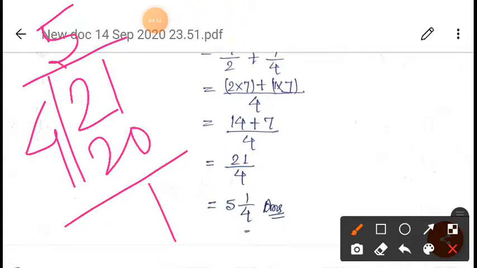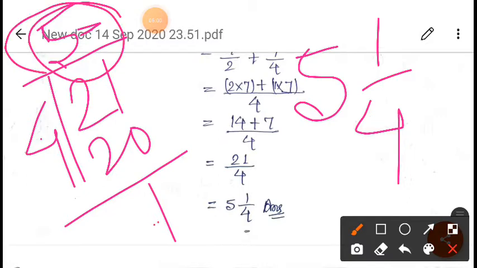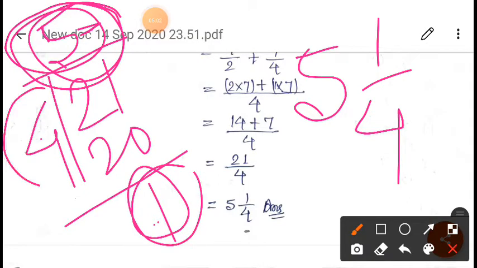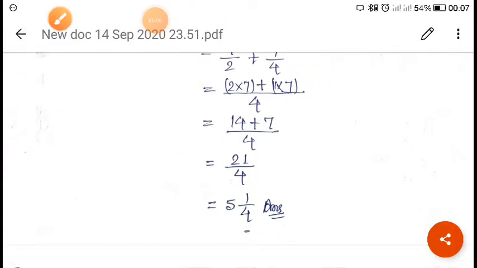So how will we write this? We will write first this one, 5, here, after that this one here, and after that this one. Okay, always remember that we write this, after that this, after that this, right? As you can see here, 5 1 by 4. So I hope you have understood this, right?